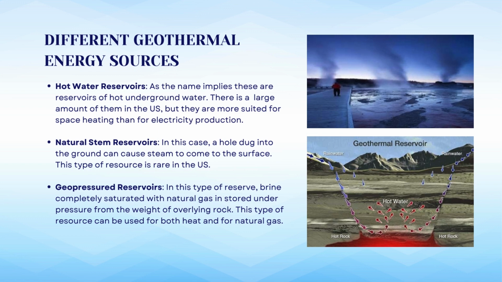In this type of reservoir, brine completely saturated with natural gas is stored under the pressure of the weight of the overlying rock. This type of reservoir can be used for both heat and natural gas. The diagram shows the different hotspots of the natural reservoirs.